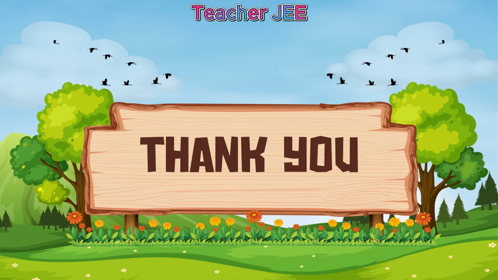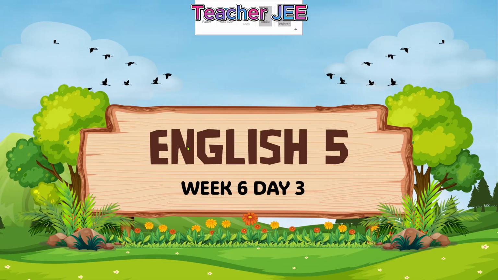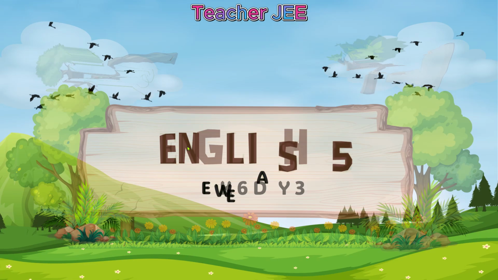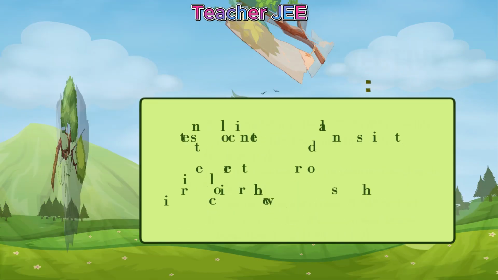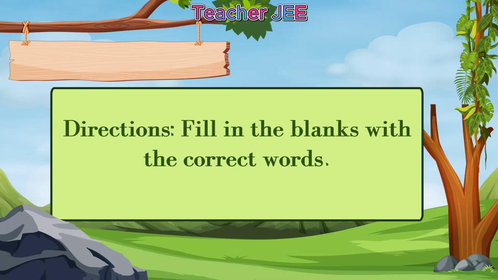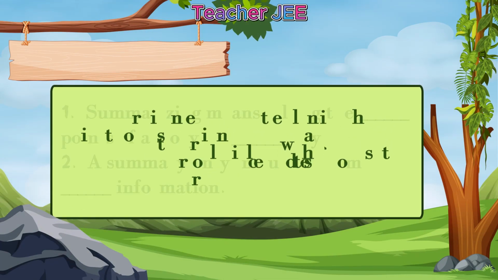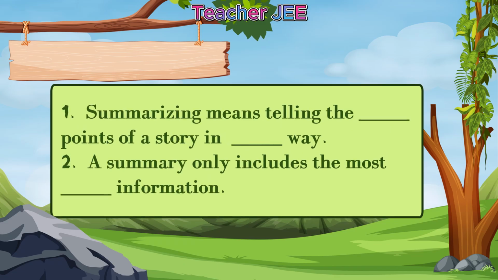End of day 2. Day 3. Objectives. Direction: fill in the blanks with the correct words. Number 1, summarizing means telling the main points of the story in your own words. Okay. Number 2, a summary only includes the most important information.